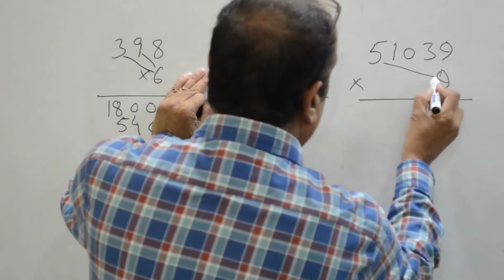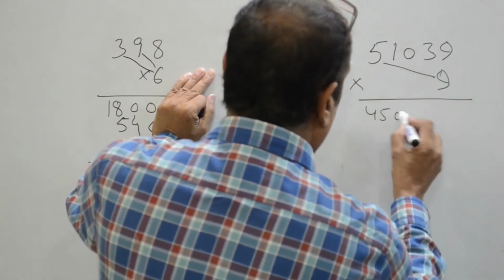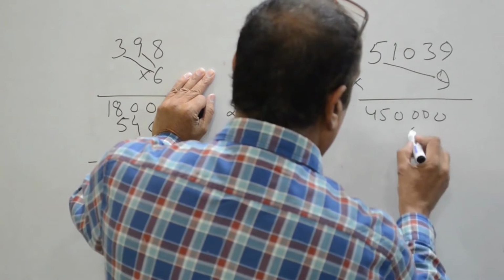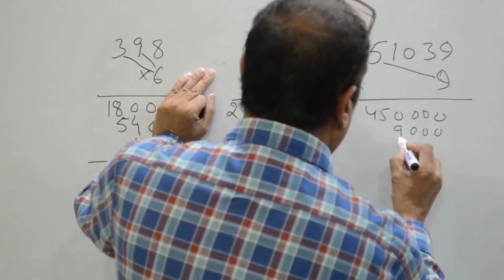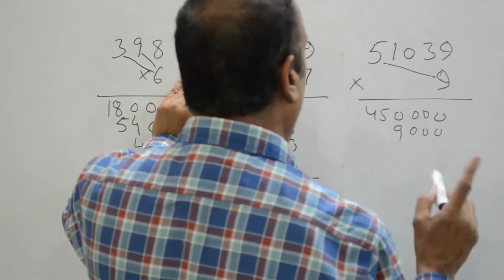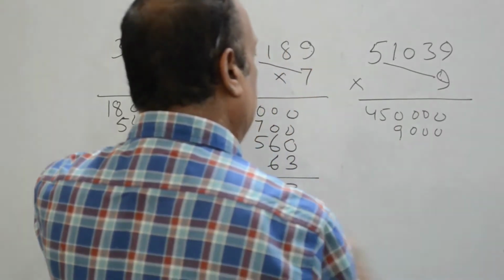Multiply 5 by 9, it is 45. 1, 2, 3, 4, 4 zeros. Multiply 1 by 9 and 3 zeros. 3 zeros and 9. When we multiply 0 by 9, we get 0. So there is no use of writing 0 over here, so we can leave it.